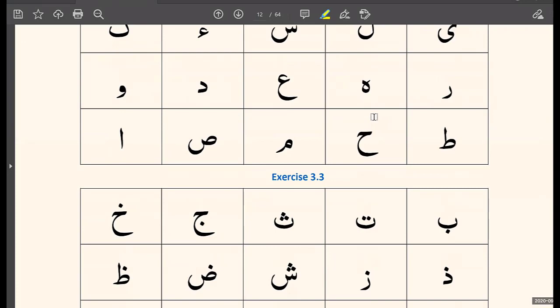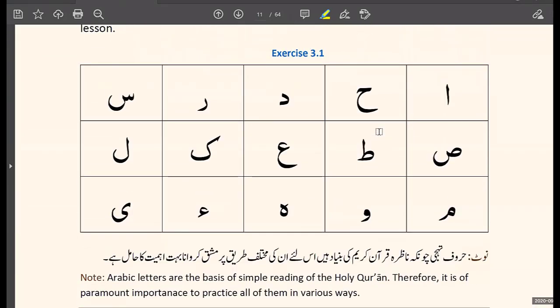Okay, good. Now please read from 3.1, and in this case, every column, not line. There are 5 columns, from top to bottom. You can start. Alif. Okay. Alif. No, long. Alif. Yes.